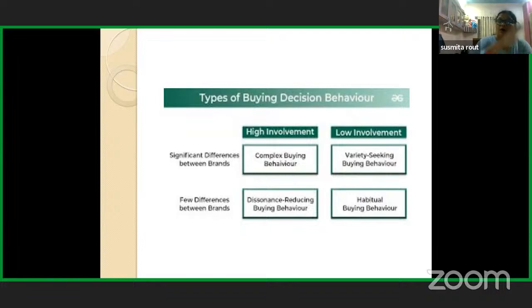Now, with all the types of consumption we do, we can categorize the decision-making behavior or decision-making process into 4 types.